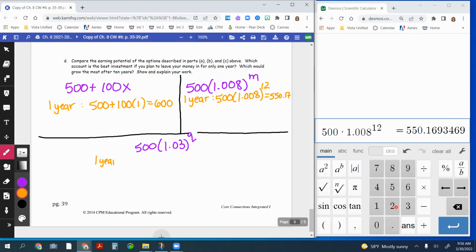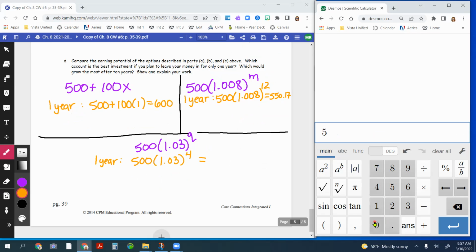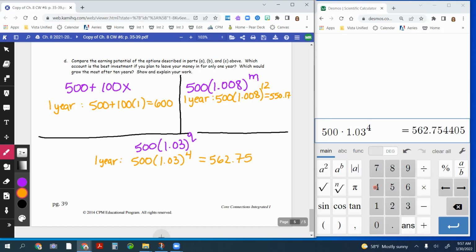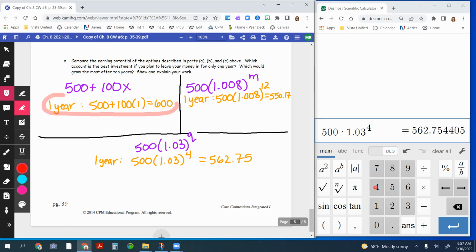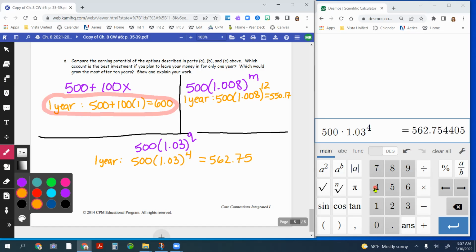And for this one for 1 year, I would have 500 times 1.03, and that's going to be to the power of 4 because there's 4 quarters in 1 year. So let's clear this and go 500 times 1.03 raised to the power of 4. And so we get $562.75. So for the first year, the best one is this one here. Okay, so now let's do 10 years.